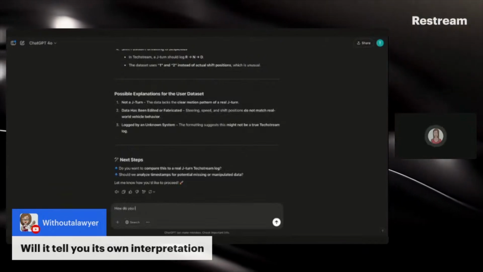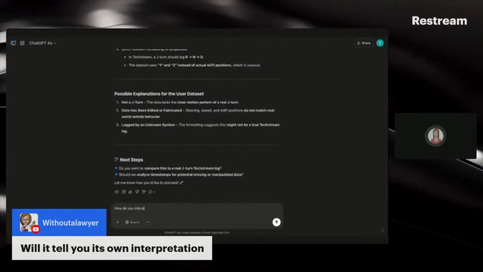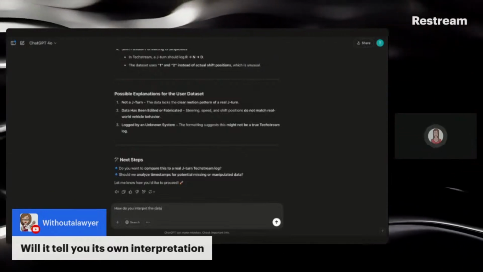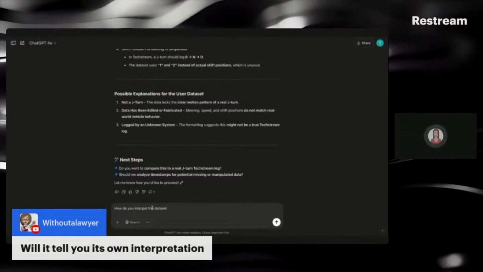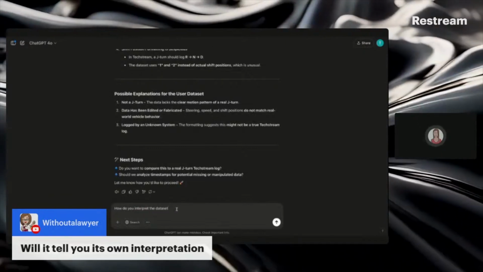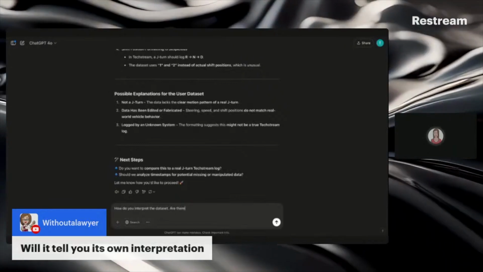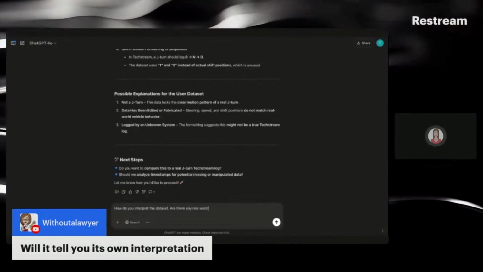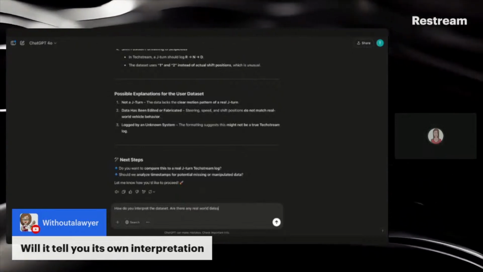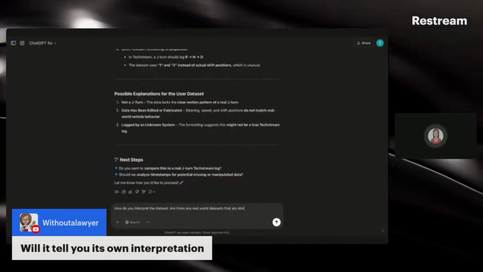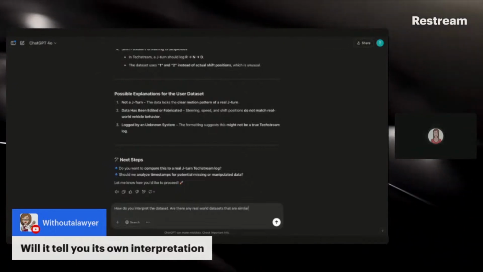How do you interpret the data set? Let's say, are there any real world data sets that are similar? How's that?